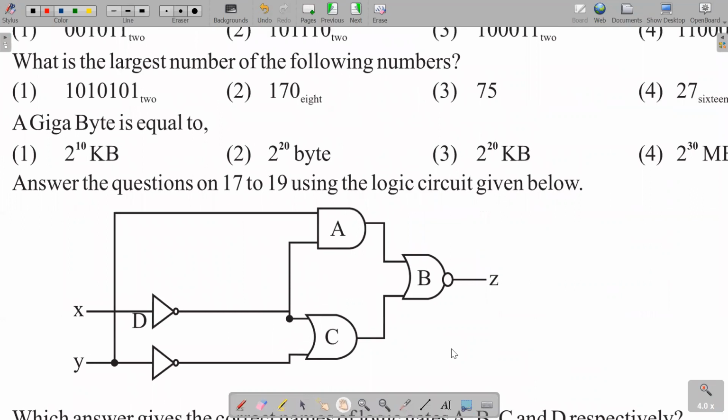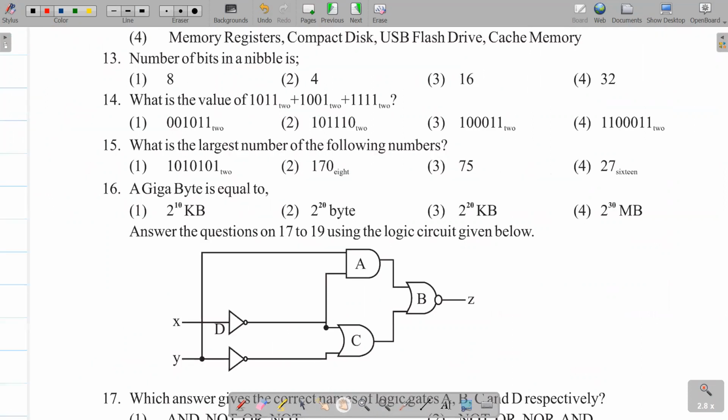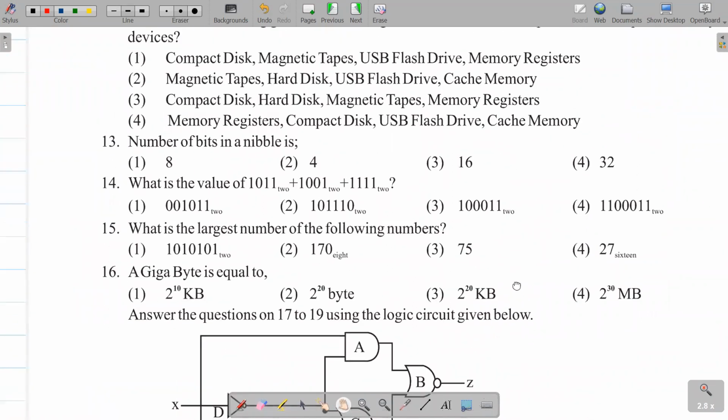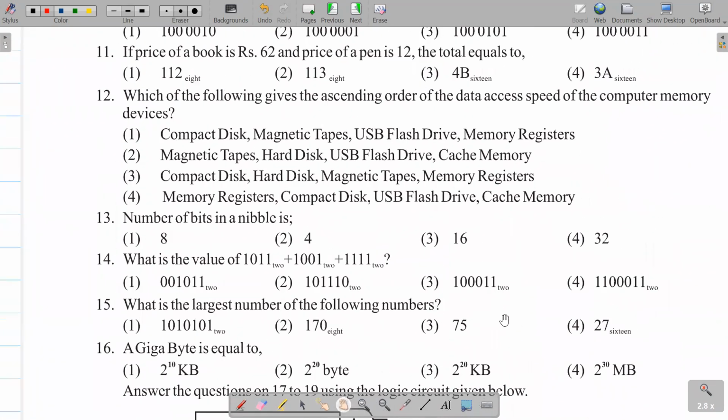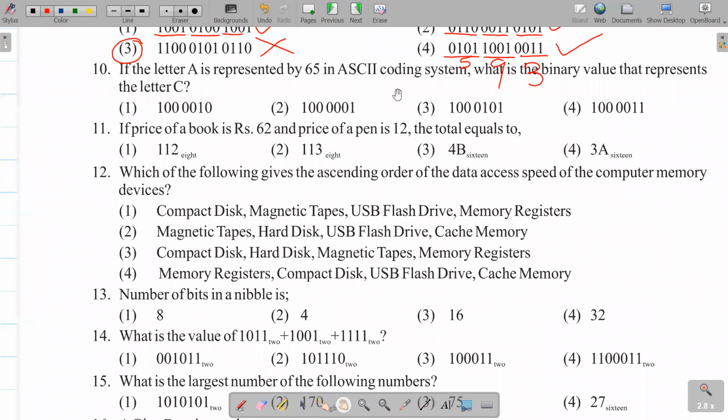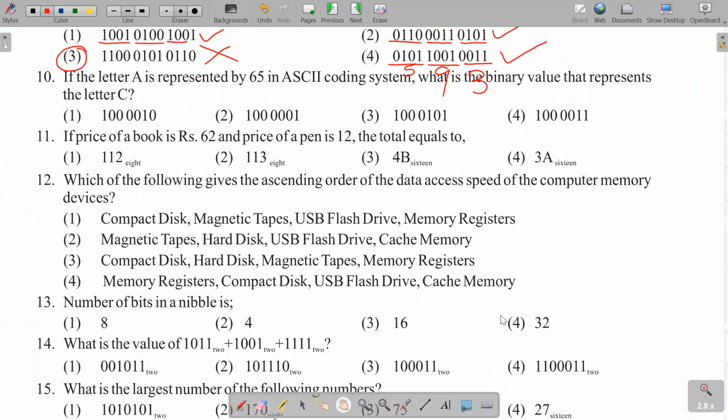Okay, you are asking the 10th one. Yes, hold on. Let me jump to the 10th. Okay, let me focus on the 10th one first.